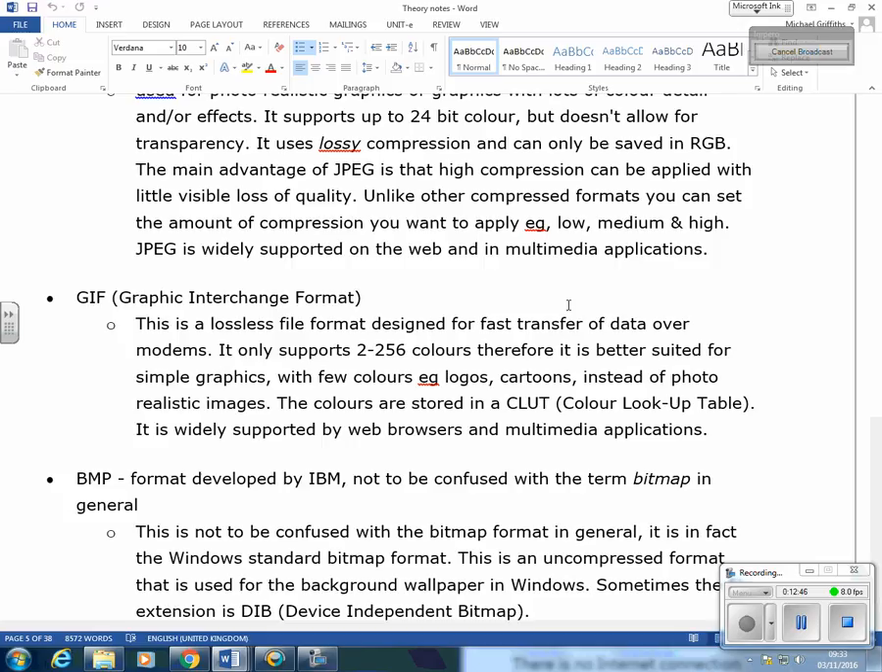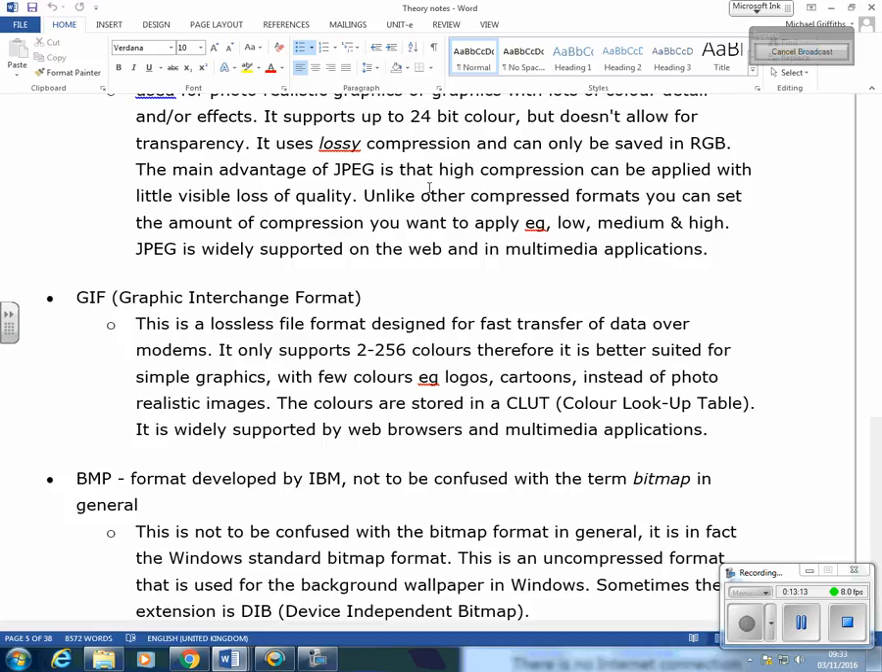So, JPEGs are excellent for photographs, and they make the file very, very small. Come to that in a wee second, right? Because that also applies to MP3s. So you can choose in JPEG how compressed you want your image to be. There's always a trade-off. If you choose really high compression, then the image quality will go down a wee bit. So you've got to get a balance.